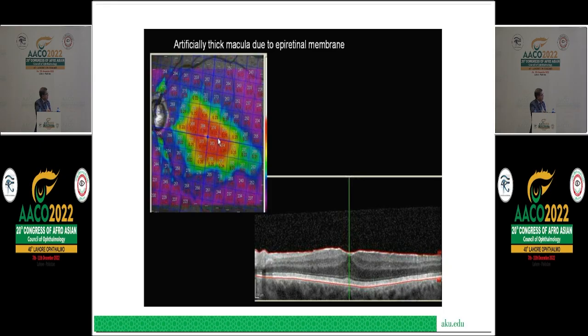So here's an example of a membrane which affects the ganglion cell complex as well, right, in this area. And so it's showing actually an area of damage when in fact they may not be damaged. So even similarly with macular degeneration, etc., you need to make sure the macular status is healthy if you're going to interpret this.